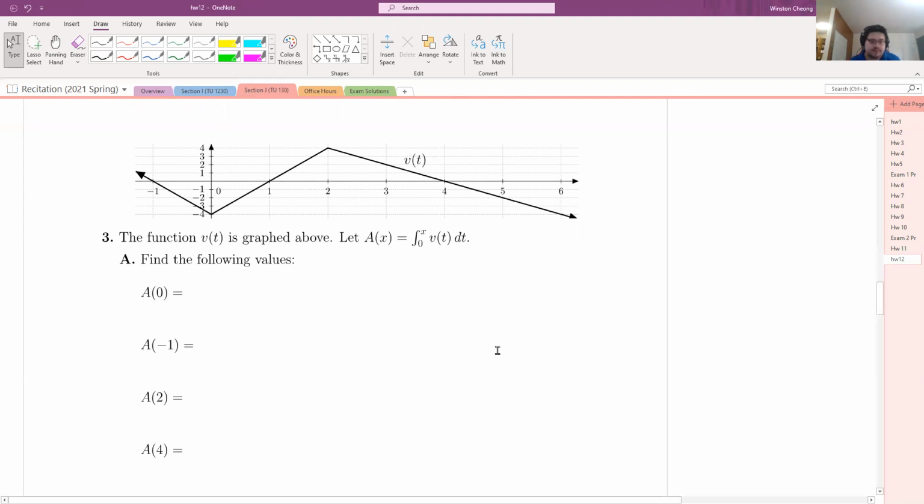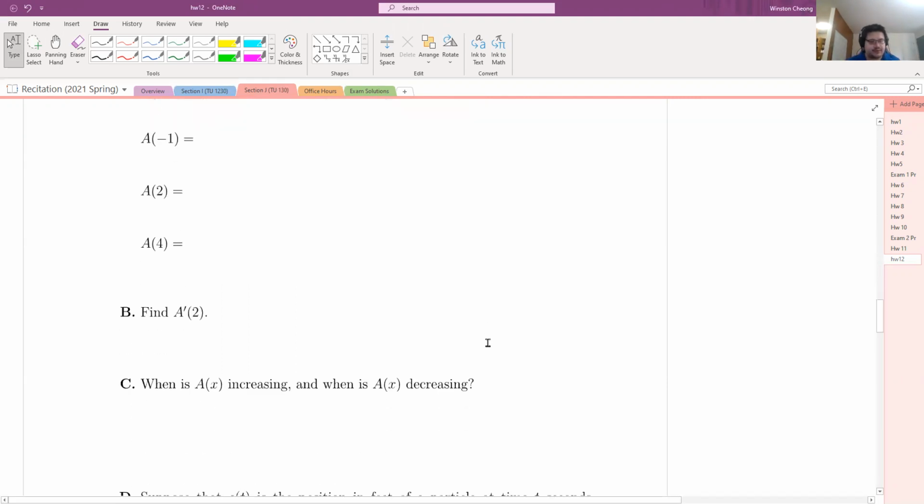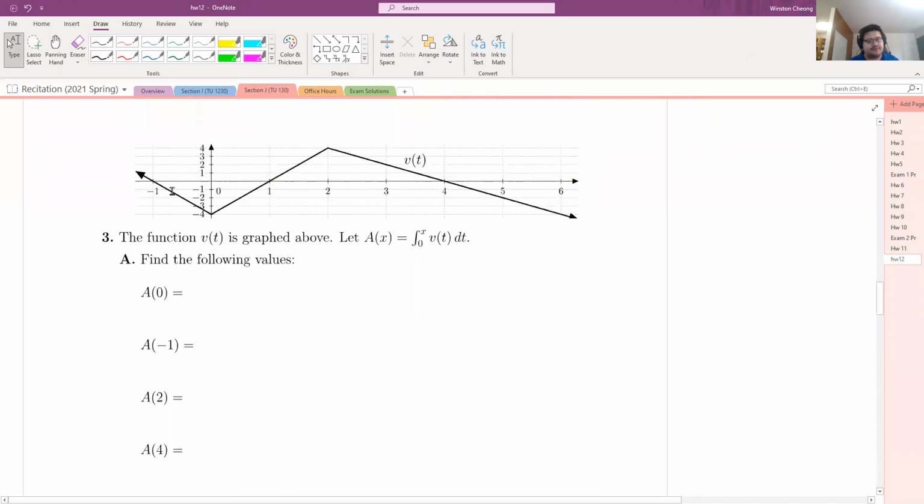Yeah. So number 3 has 4 parts, and they all involve this graph. Part A. First of all, we're defining this capital A function in terms of this v function. It's the integral, so you can think of it as the area under the curve. And first, we just need to plug these values in. So we can think about this in terms of the formula.